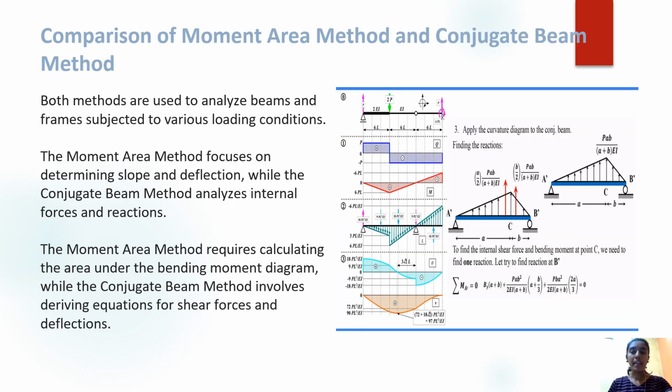Comparison of moment area method and conjugate beam method. Both methods are used to analyze beams and frames subjected to various loading conditions. The moment area method focuses on determining slope and deflection, while the conjugate beam method analyzes internal forces and reactions. The moment area method requires calculating the area of the bending moment diagram, while the conjugate beam method involves deriving equations for shear forces and deflection.